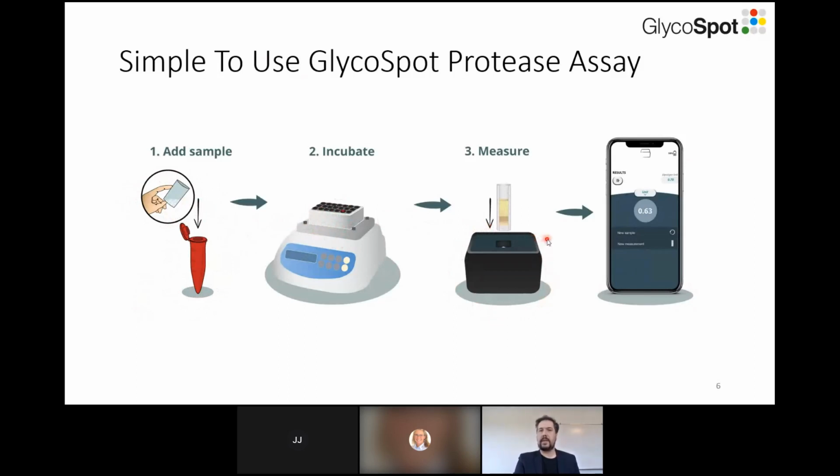device that connects over Bluetooth and gives a result on your phone. So it's a lab-free solution that can be used on the production floor.